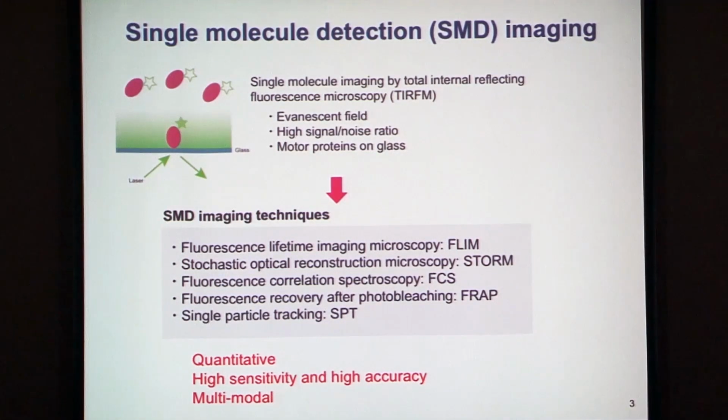Back in the 1990s, single molecule imaging using total internal reflection fluorescence microscopy, TIRF, highly flourished. It is based on the evanescent field, which allows a high signal-to-noise ratio. We can also visualize single proteins, and many motor proteins were investigated using this single molecule imaging technique. This technique can be applied to cellular imaging by using single molecule detection, SMD imaging techniques.